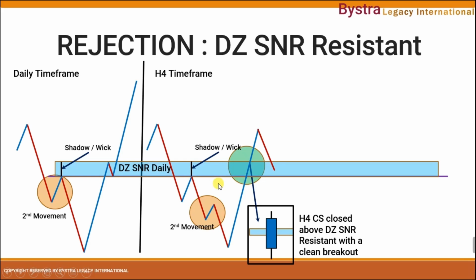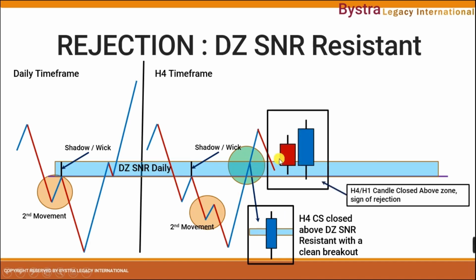We can see clearly that at the H4 time frame, the candle has broken this zone with a Marubozu. As you can see here, the candlestick has broken above the danger zone SNR daily of the support. So the H4 candle closed above it. So once it closed above the zone, next what should we do?